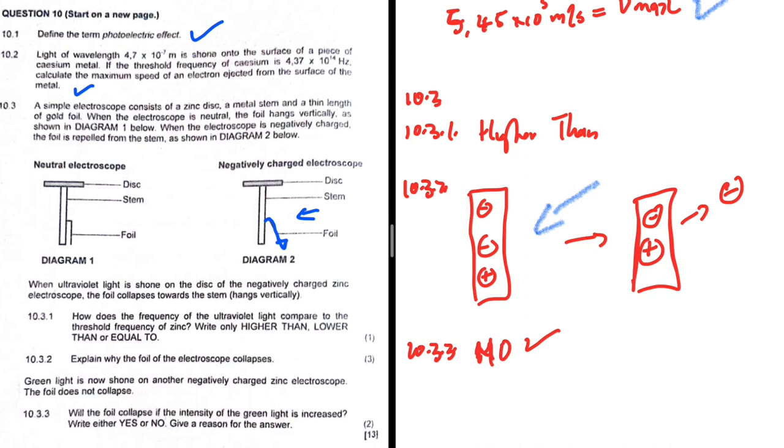If green light is not making the foil collapse, it means that the green light is not of suitable frequency. The frequency is not high enough to eject the electrons. So if you increase the intensity, but the frequency is less than the threshold frequency, electrons are still not going to get emitted because there isn't enough energy to eject the electrons. So it doesn't matter what you do with the intensity. If the frequency is less than the threshold, no electrons are going to be emitted. So that is why the answer is no.